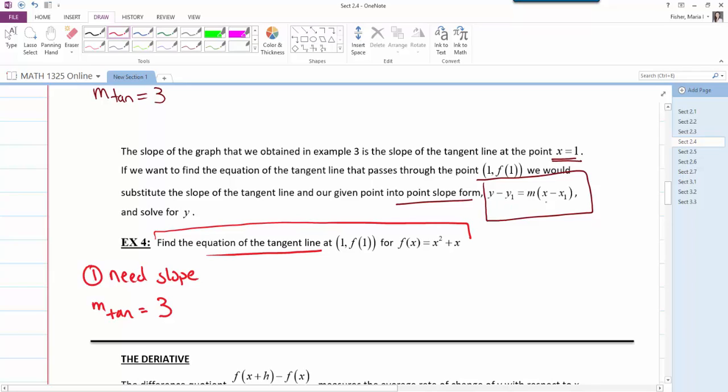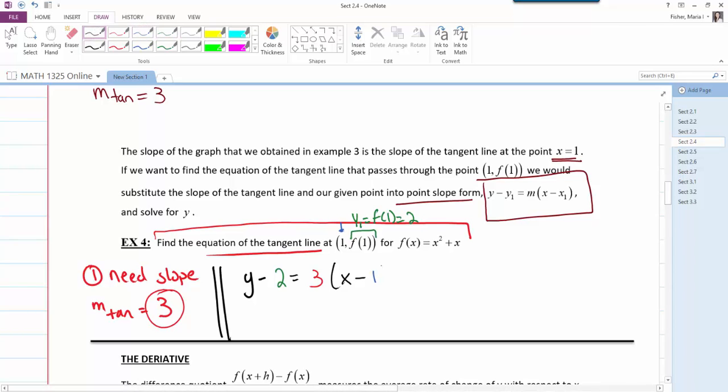So what I need to do is just plug things in into this formula. So it's y minus y1. Well, what was the y value? What was f of 1 equal to? Well, recall, this is my y1, which is f of 1, and f of 1 was 2. So y minus 2 is equal to m, again, my m is 3, times x minus x1. Well, x1 was my x value, and in this case, my x value is equal to 1. And then I'm just going to solve for y.